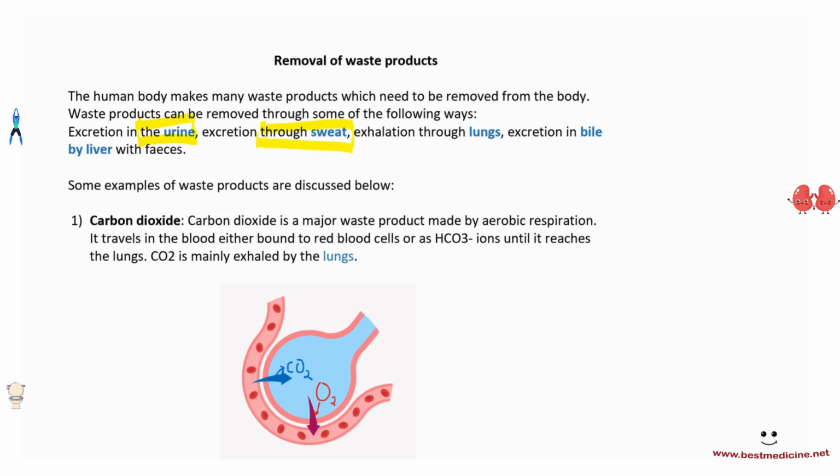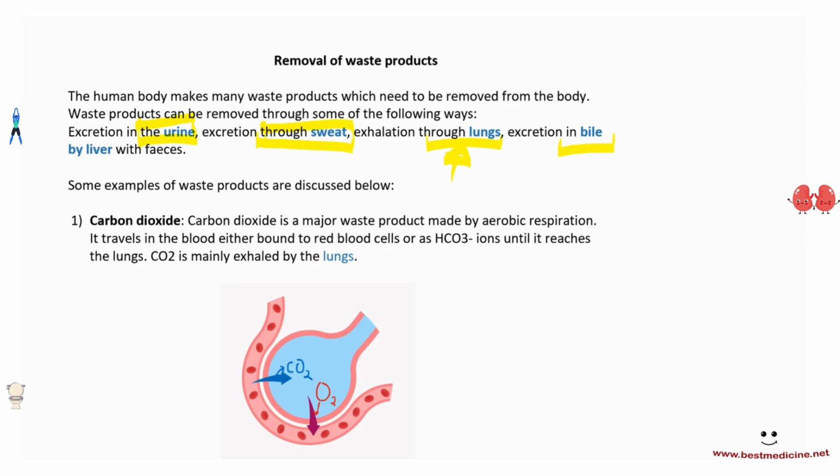Excretion through sweat. We can also sweat them out, like water, right? We can sweat out water and salts. Exhalation through lungs. Remember, remove CO2, carbon dioxide through lungs, right? By exhaling it. Excretion in bile. We can also excrete things in bile. Remember bile that is made in the liver and helps in digestion of fats? Well, it also contains some other waste products. So some examples of waste products are discussed below.